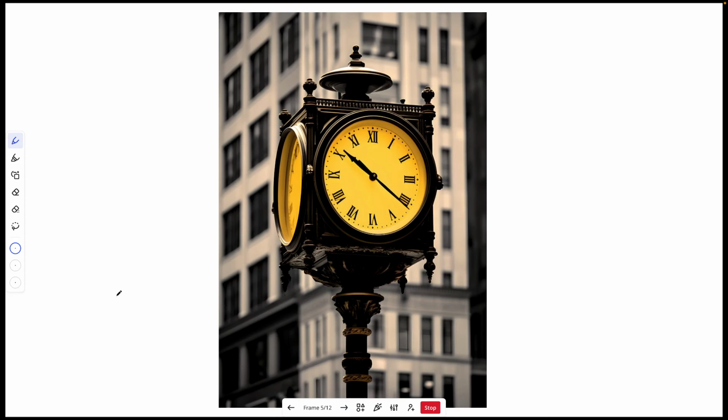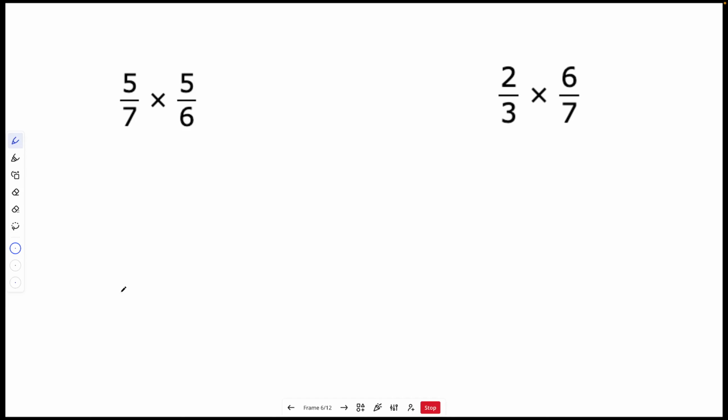All right, here's our cool clock for today, which means that it is time for you to practice what you just learned. Go ahead and pause the video and try these two problems on your own. And when you're ready, you can unpause the video and we'll check your answers.